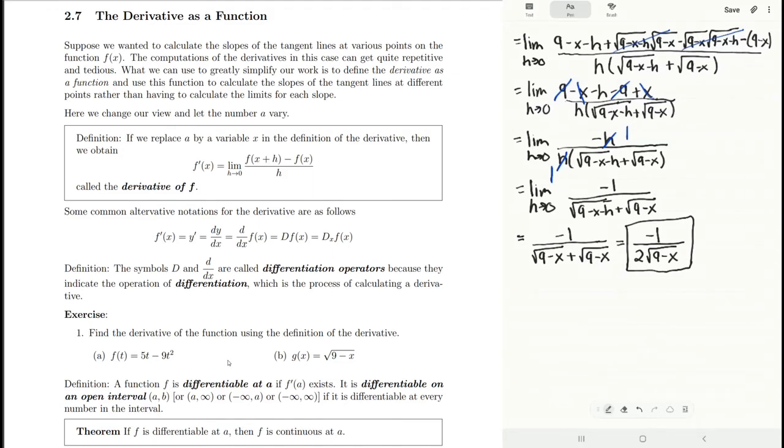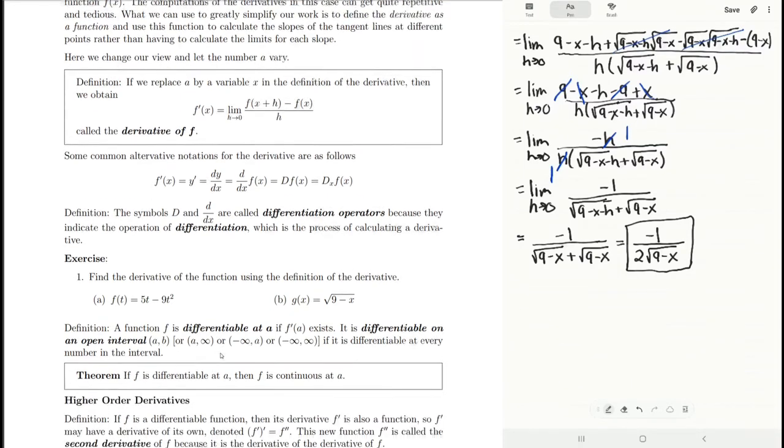Now the theorem tells us that if f is differentiable at a, then f is continuous at a. So differentiability implies continuity of the function. However, the converse is not true. If a function is continuous at a point a, then this does not guarantee that the function will be differentiable at that point. So continuity does not necessarily imply differentiability.